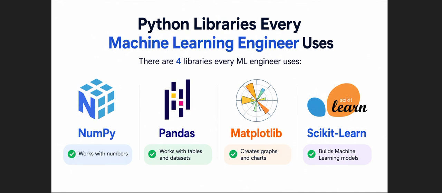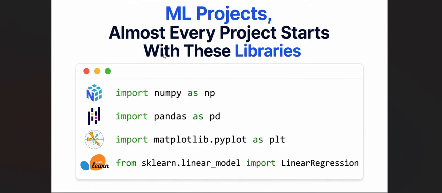There are four libraries every machine learning engineer uses: NumPy, Pandas, Matplotlib, and scikit-learn. Okay, and here we are discussing them in brief. In machine learning projects, almost every project starts with libraries. Before building machine learning models, we need to understand the tools the professionals use every day. Today we are going to understand what each one does and where it fits into the machine learning workflow.